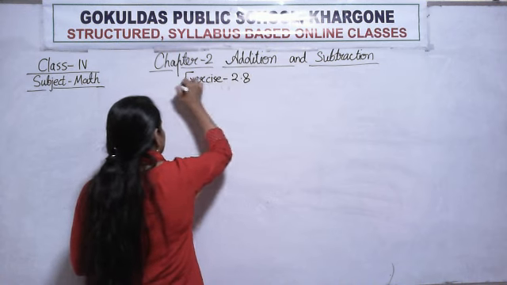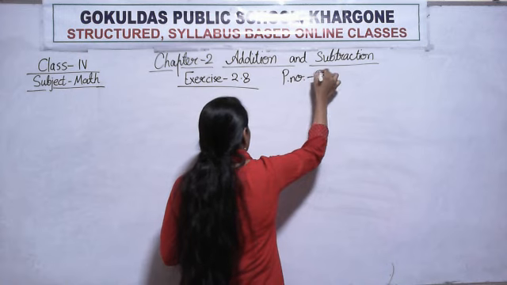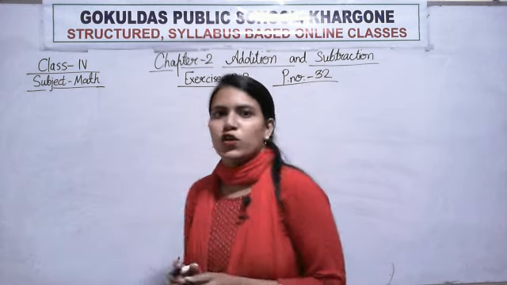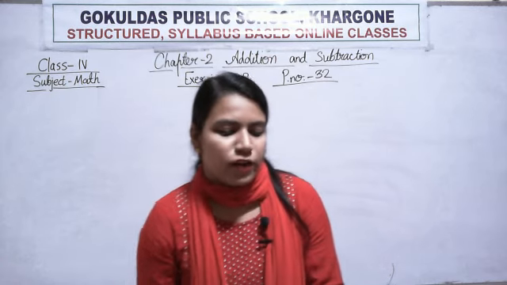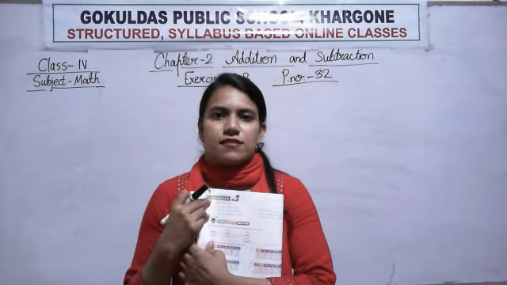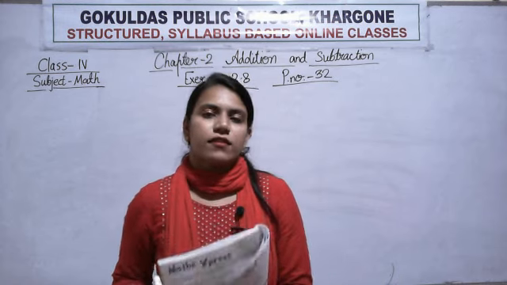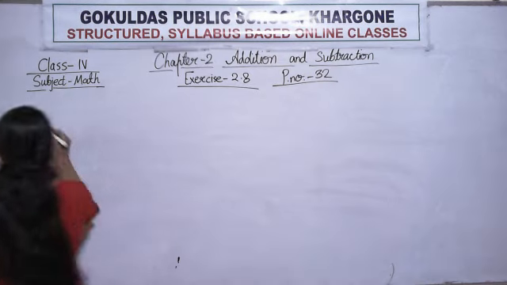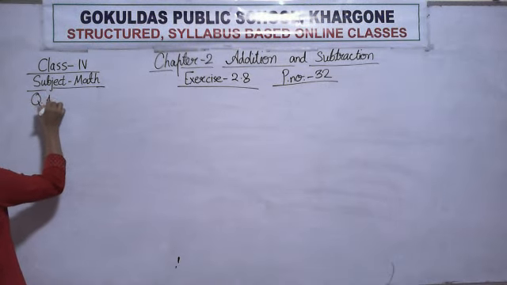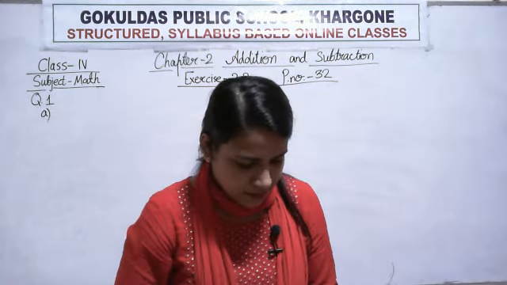Exercise 2.8, which is on book page number 32. Okay, here you see that there is only one question in this exercise. Only one question, that is, solve the following. Your question is: solve the following. Question 1, part A.